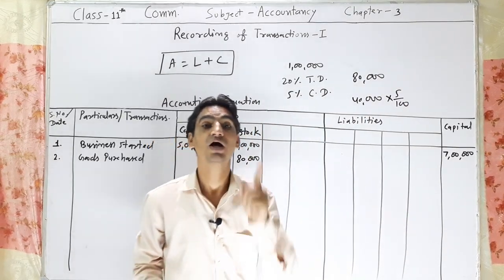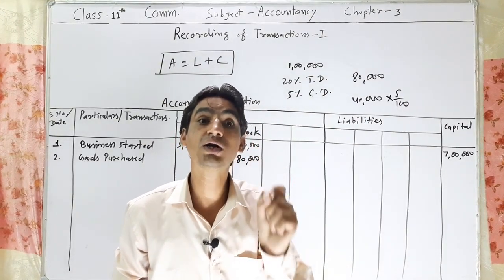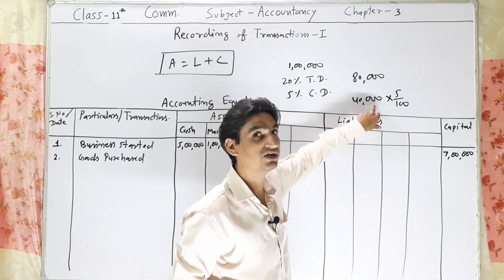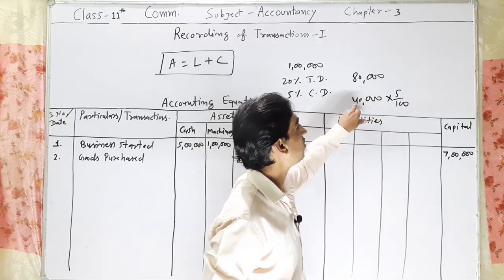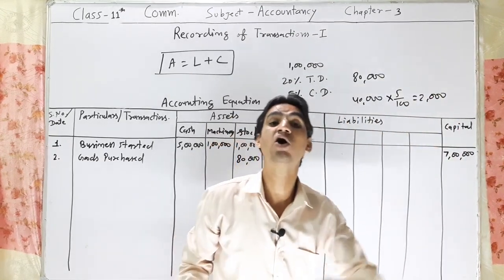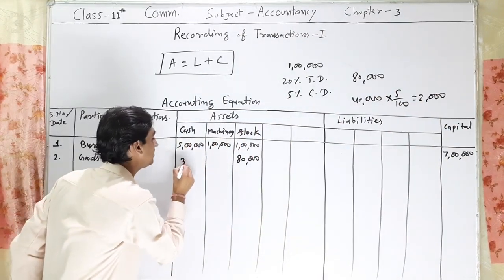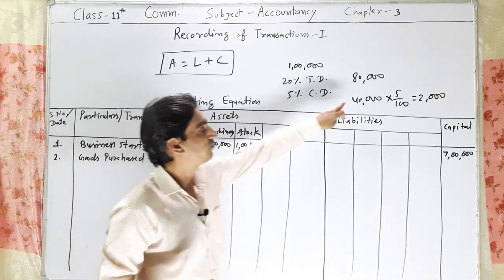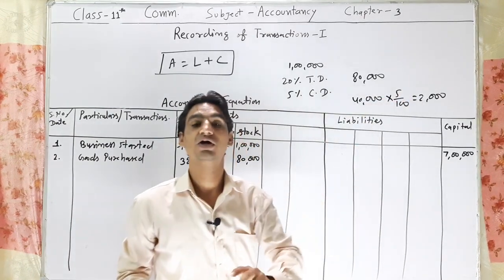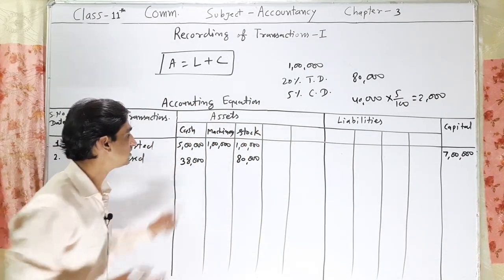Point to be noted always: cash discount is always allowed or received on cash transaction. So cash transaction here is 40,000, and 5% cash discount is allowed. So 5% of 40,000 is rupees 2,000. So how much amount have we paid to the supplier? We have paid only rupees 38,000. 40,000 is the total cash transaction amount, but after deducting 2,000 cash discount, we have to pay only rupees 38,000.